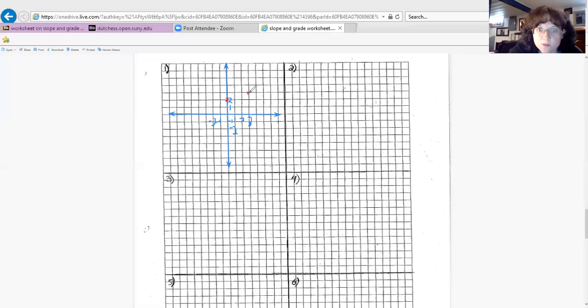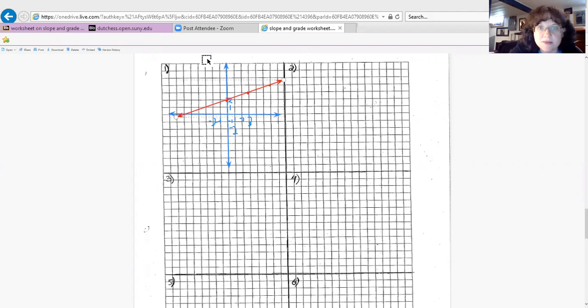If I wanted to do one more point just to make it go into pattern, I can do it again. Up 1 and to the right 3. Make another dot. You can see that that's what's causing the straight line. It's that constant change that we talked about the other day. Now I can connect the dots. And I can extend my line. And that's what the graph should look like.